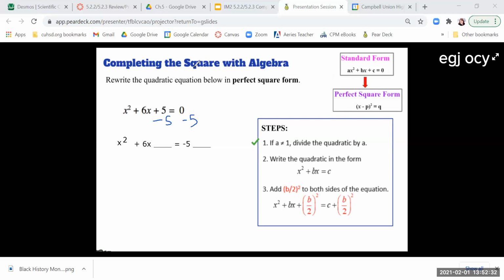I'm going to change my color. I'm going to take that 6, divide it by 2, and then square it. So that would be 3 squared, and 3 squared is 9. And just remember, you have to add that same number on both sides. So if I take the second number and cut it in half and then square it, it's 9.